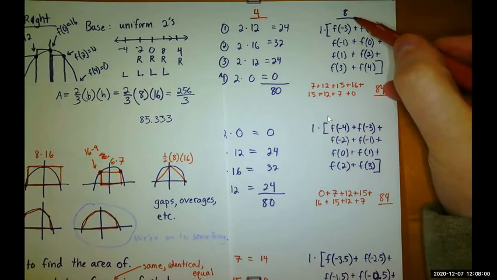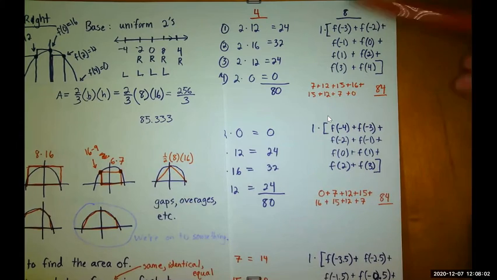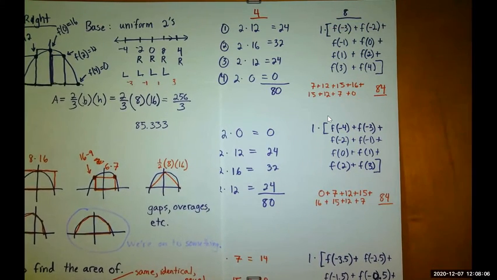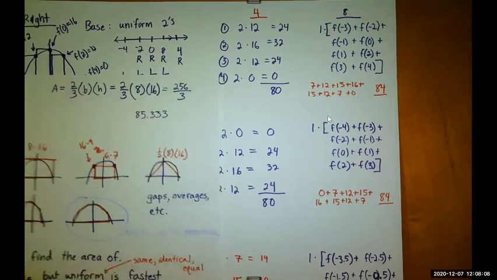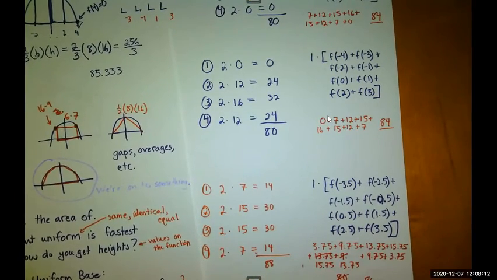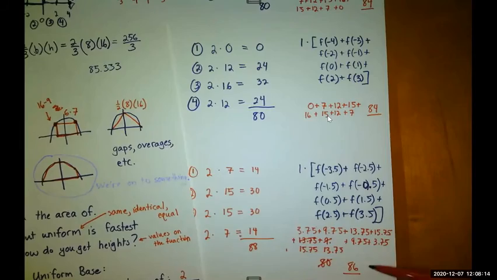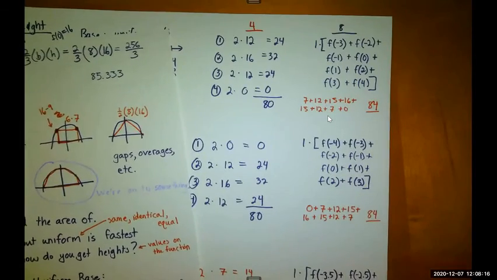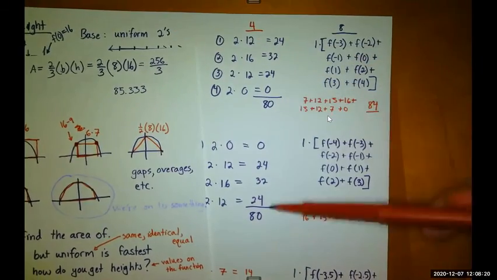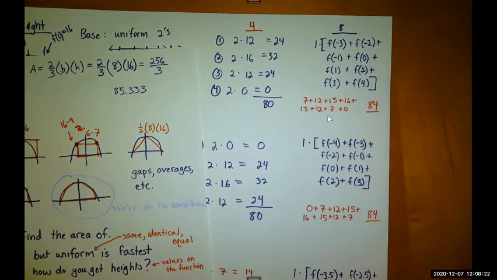Well, the exact value we said was 85 1/3. The first time around, we had 80 and 88. The second time around with 8 rectangles, I got 86 and 84, which are closer than the original. Agreed? Yes.